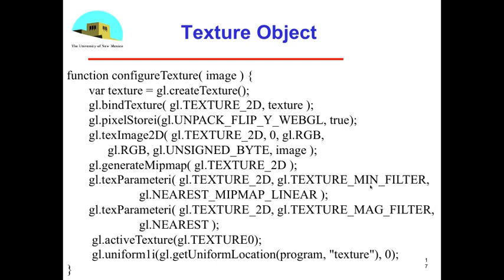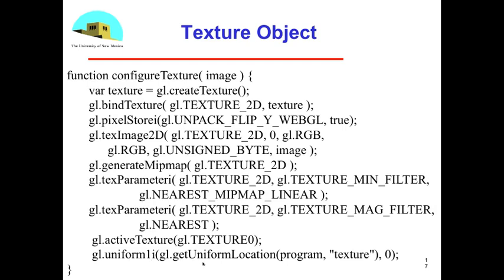Okay, here we set up the parameters. In this case, for min filter, I'm using mipmap linear. For the mag filter, I'm saying just take the nearest. And now I say which is the active texture unit. I remember we just talked about having cascading texture units. I'm saying the one that this texture is going to apply to is texture unit 0. They're numbered texture 0, 1, 2, and so on. And now I send all this information over as a uniform 1i. It's an integer, it's one-dimensional.